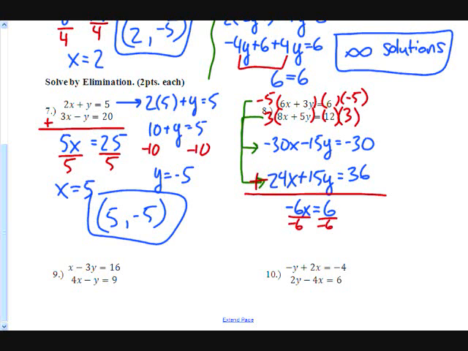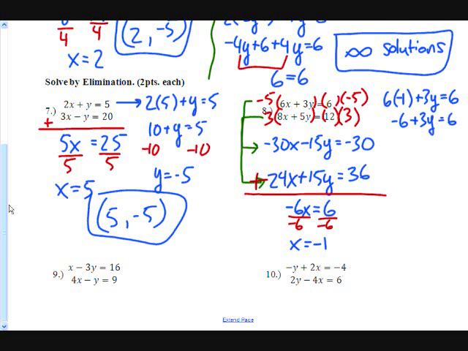I divide each side by the -6, and I find out that x equals -1. But I'm not done. I have to plug this into one of my equations. I'm just going to use the first equation. It was 6x plus 3y equals 6. But instead of an x, I'm going to plug in the -1. So I've got -6 plus 3y equals 6.